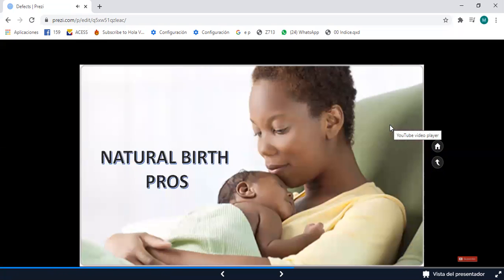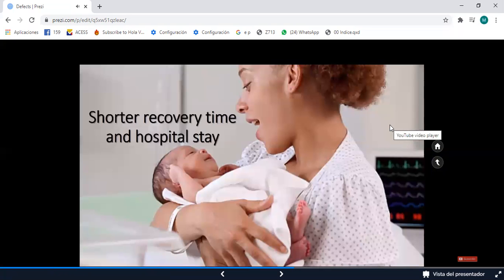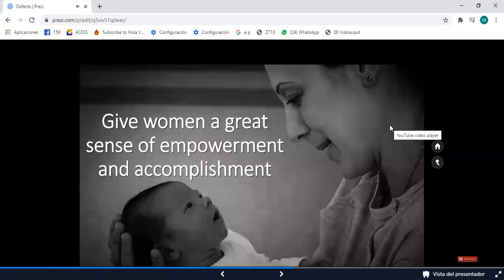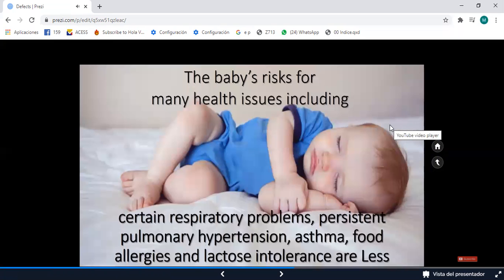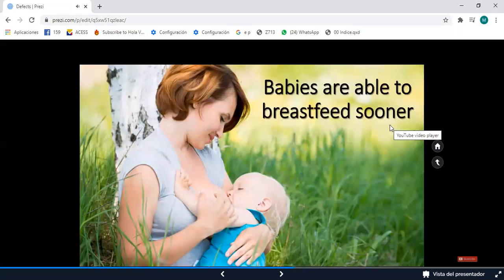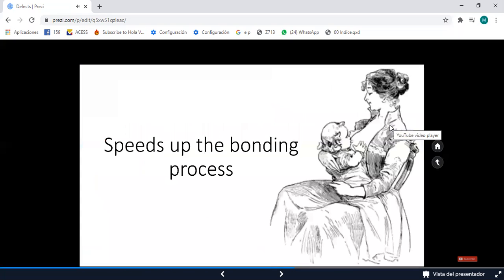Natural birth pros. Shorter recovery time and hospital stay. Feels more natural for the mother. Gives women a great sense of empowerment and accomplishment. The baby's risks for many health issues, including certain respiratory problems, persistent pulmonary hypertension, asthma, food allergies, and lactose intolerance, are less. Labor may be shorter and move along quicker with future births. Babies are able to breastfeed sooner. Speeds up the bonding process.